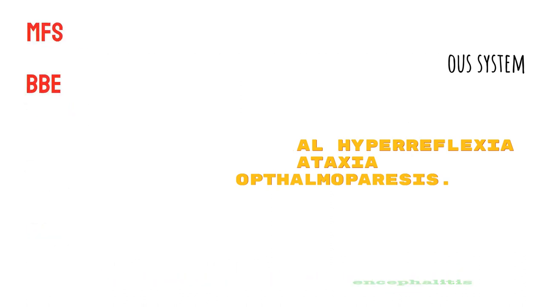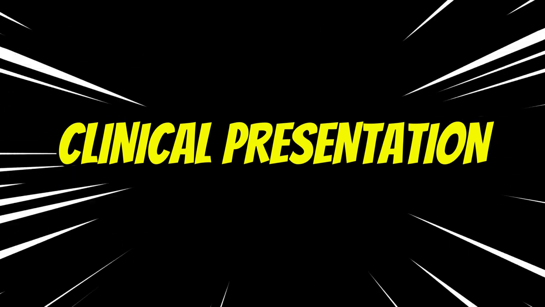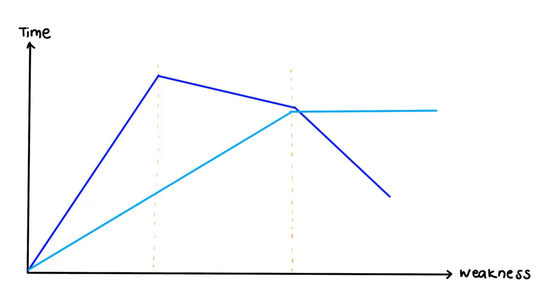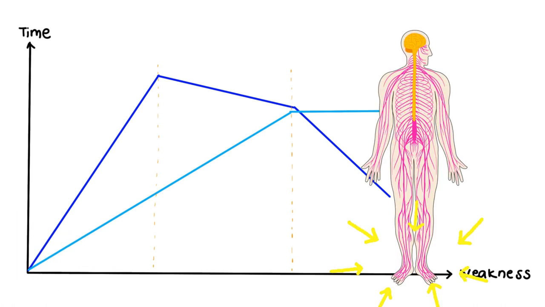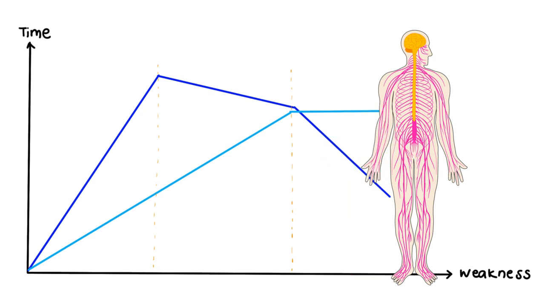So how would these patients present to you? So let's quickly go through this graph which represents the presentation of GBS. The symptoms of GBS will start within 4 weeks of the preceding infection and it usually starts from the lower limbs and progresses upwards. So this is an ascending type paralysis.